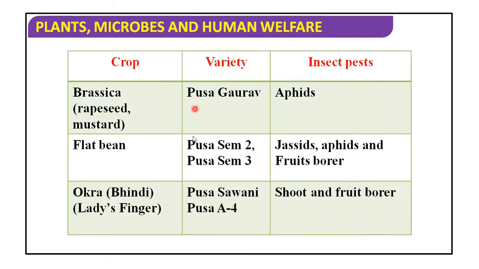Now, see in this table, the crop is given, the variety of crop and the insect species. The crop is Brassica, Rapis mustard, variety is Pusa Gaurav, and the insect's name is aphid. Then the crop is flat bean, varieties Pusa Sem 2, Pusa Sem 3. Then insect species are jassid, aphid and fruit borer. Okra, bhindi or ladyfinger, variety is Pusa Sawani, Pusa A4, shoot and fruit borer.